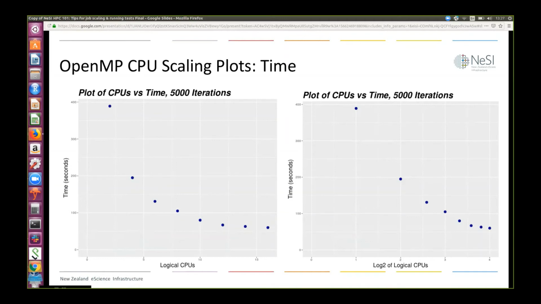So as you increase the number of CPUs, if you were having a perfect scale up, perfect speed up, doubling the CPUs would double the speed. And so with the log2 of the logical CPUs, that would be just a nice straight line, because you double the CPUs and then double the speed. But you can see on the log2 graph that it's curving and it's leveling off at the end.